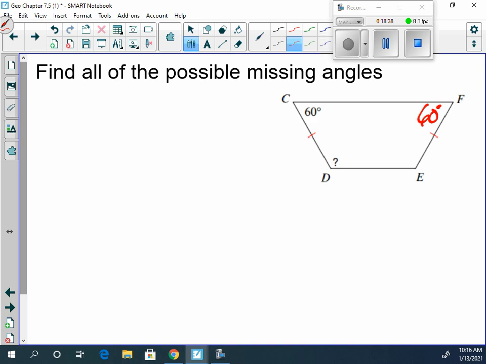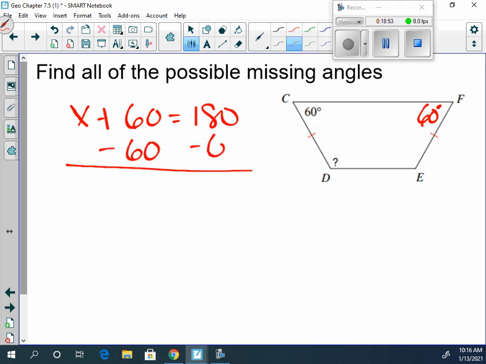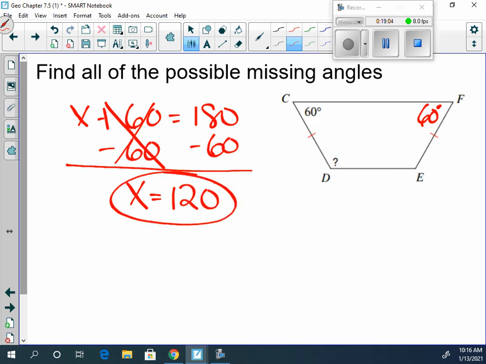So what can we do to find angle D or angle E? That angle plus 60 is equal to 180. If we subtract 60 from both sides, 60 minus 60 is 0, giving us x by itself. And 180 minus 60 is 120. So the measure of angle D is 120, and the measure of angle E is 120. This works because it's an isosceles trapezoid, where the base angles are congruent. So we can actually find all four.